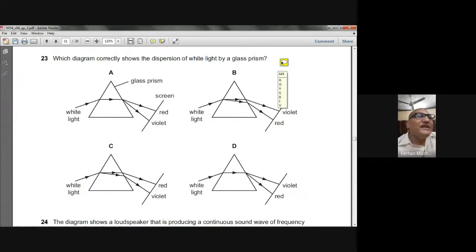So out of B and C, the right order is given in the C option. So I think C is the right option. C is the right option. So you should remember this name.